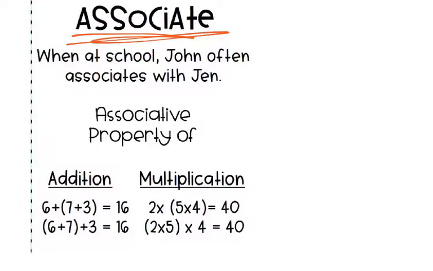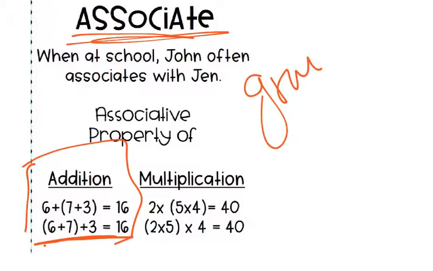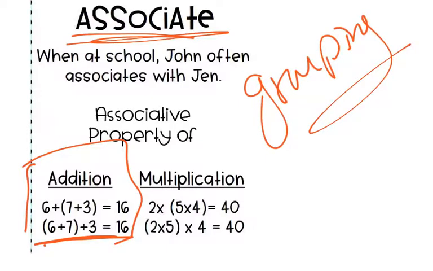When you're at school, it says John often associates with Jen, okay? So he can associate with Jen, that means like he's with her, right? Now, if we look at associating numbers, here on this addition example, you have 6 plus, and then inside parentheses, these are your grouping symbols, right? So remember, you're going to have grouping symbols with associative property. So you can have 6 plus 7 plus 3 inside parentheses, and you're going to get 16, right?